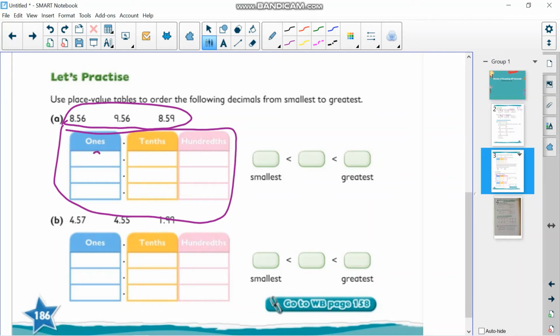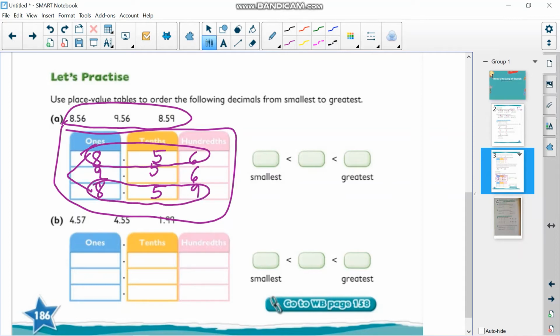We have 8.56, then we have 9.56, and then we have 8.59. So which one is the smallest? So we have two numbers here that begin with 8. But the smallest here is 8.56 because the second number is 8.59. So let's write first 8.56 followed by 8.59 and followed by 9.56. Okay, just follow the pattern and do letter B.